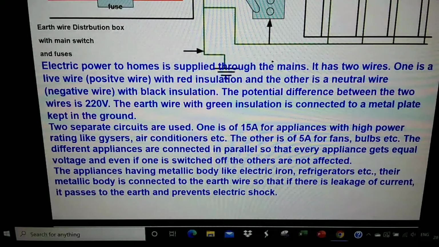For appliances having a metallic body like electric iron, refrigerators, etc., the metallic body is connected to the earth wire so that if there is leakage of current, it passes through the earth and prevents electric shocks.